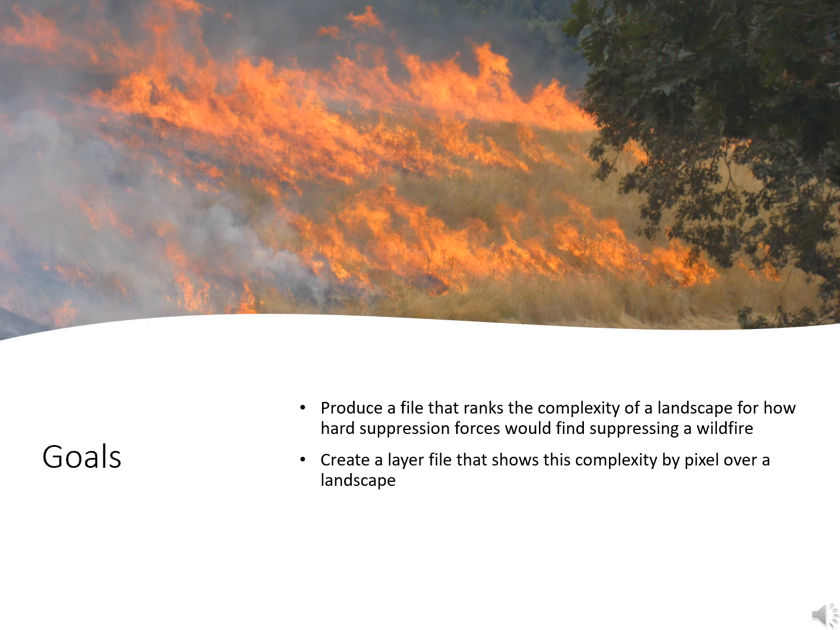The goals for this project are to produce a file that ranks the complexity of a landscape in terms of how hard it would be for suppression forces to suppress a fire, and a layer file to display it easily. This project is specific to ground resources, so hand crews, hotshot crews, rappellers, jumpers, engines, and heavy equipment. Keep in mind that the accessibility of vehicles and heavy equipment is different than people on foot. This will not apply to air resources actively suppressing the fire, though airplanes and helicopters are used to transport people.